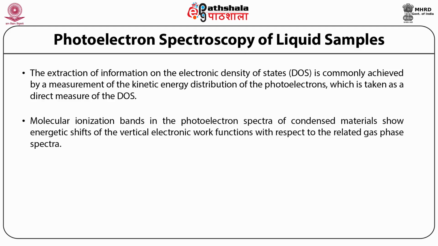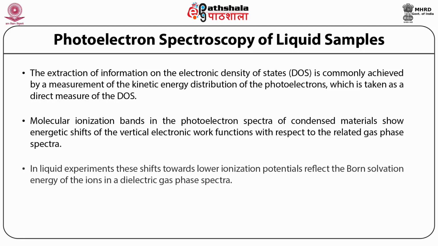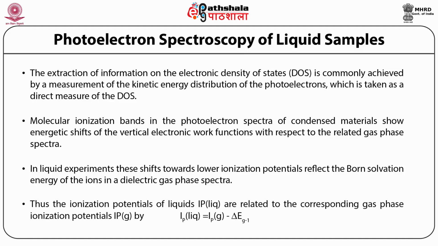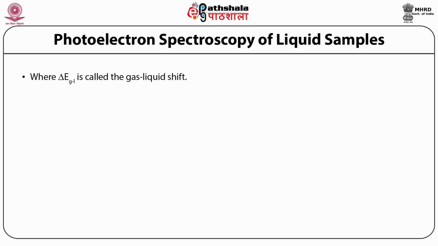Molecular ionization bands in the photoelectron spectra of condensed materials show energetic shifts of the vertical electronic work functions with respect to the related gas phase spectra. In liquid experiments, these shifts towards lower ionization potential reflect the bulk solvation energy of the ions in a dielectric medium. Thus, the ionization potential of liquids, IP liquid, is related to the corresponding gas phase ionization potential, IP gas, and it is represented by IP liquid is equal to IP gas minus delta E G minus L, where delta E G minus L is called the gas liquid shift. Note that in the literature, delta E G minus L is often called the phase transition shift.